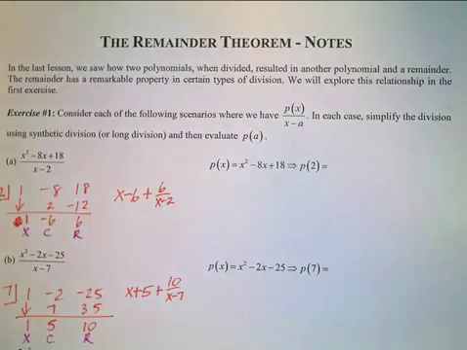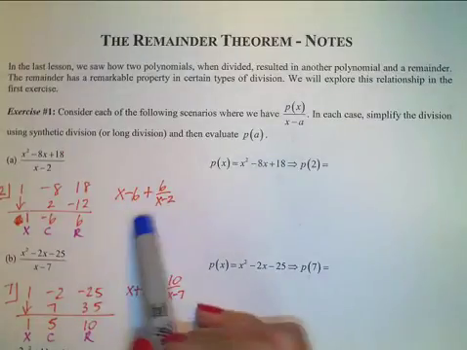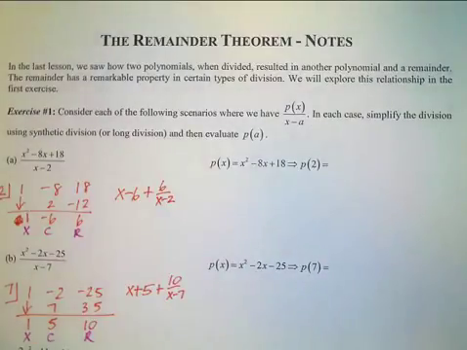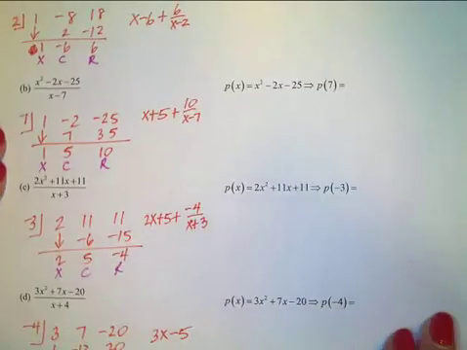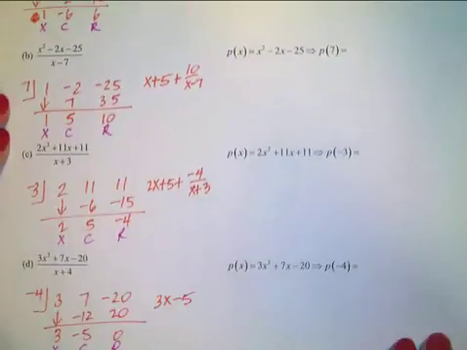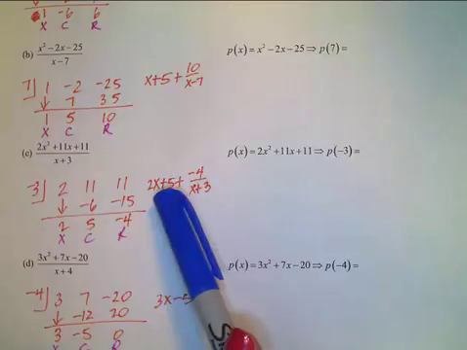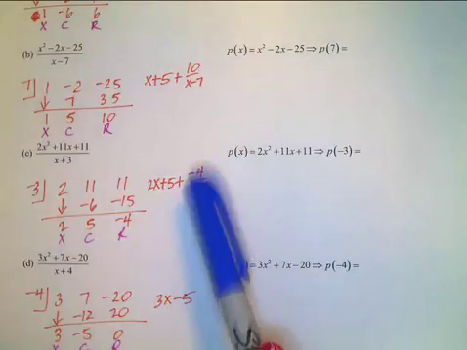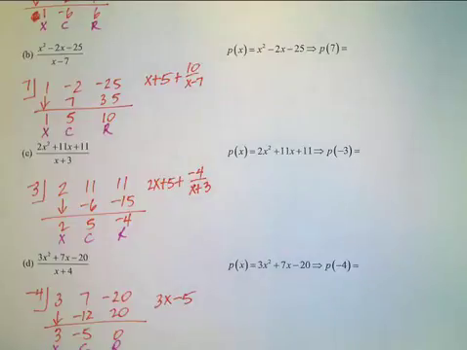All right, so for the first one, A, you should have gotten x minus 6 plus 6 over x minus 2. For B, you should have gotten x plus 5 plus 10 over x minus 7. For C, you should have gotten x plus 5 plus negative 4 over x plus 3. You could also make it 2x plus 5, minus 4 over x plus 3. And then the last one, no remainder, so we just get 3x minus 5.